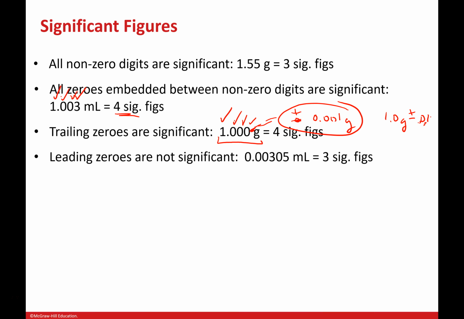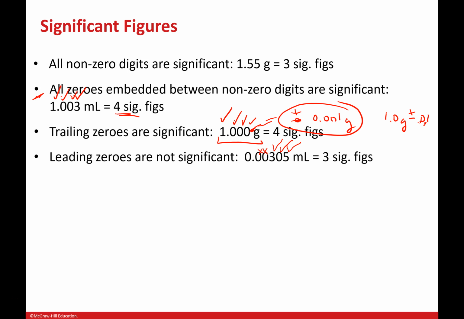So those trailing zeros after the decimal are a big deal. The more trailing zeros after the decimal you have, the more expensive the piece of equipment was to give you that answer. Okay, leading zeros are not significant. This is harder to explain without going into other detail. Here the 3 is significant because it's not zero. The 5 is significant because it's not zero. This 0 between the 3 and the 5 is significant because of the rule right here. But these 2 leading zeros are placeholders.